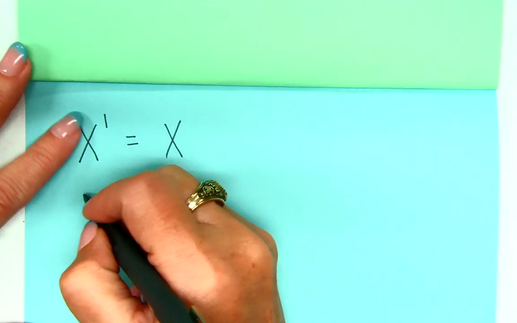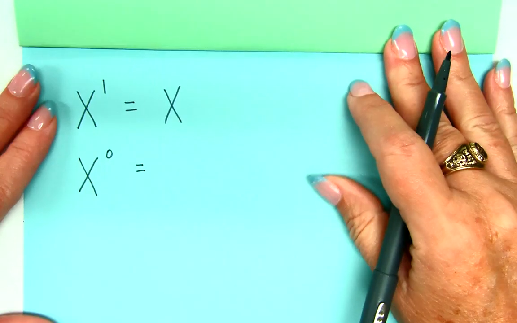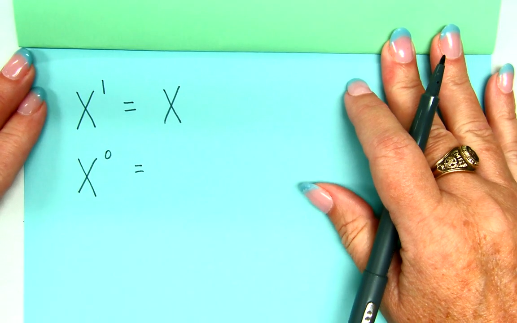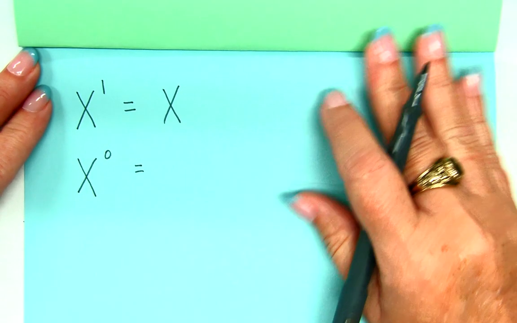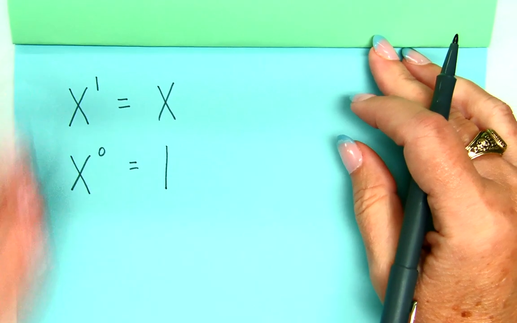I need you to be aware of that. Okay? Now, a tricky question is x to the 0, or anything to the 0 power. It is not 0. It is 1. Can I show you why?